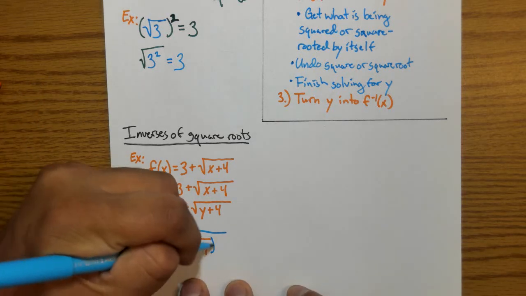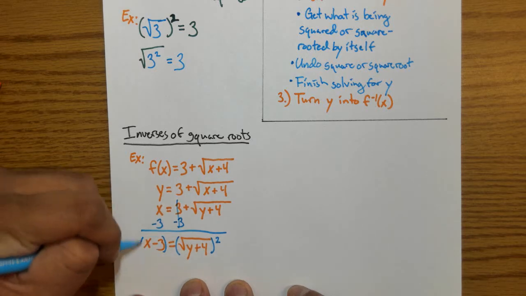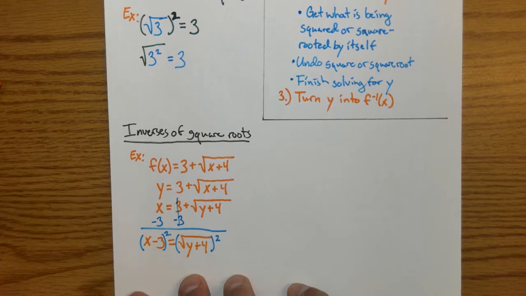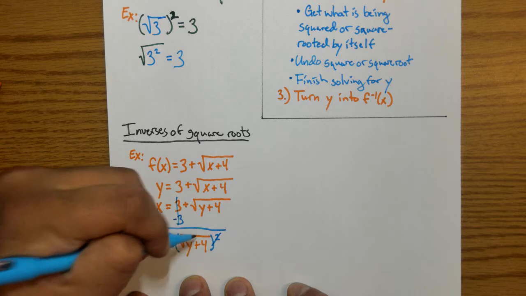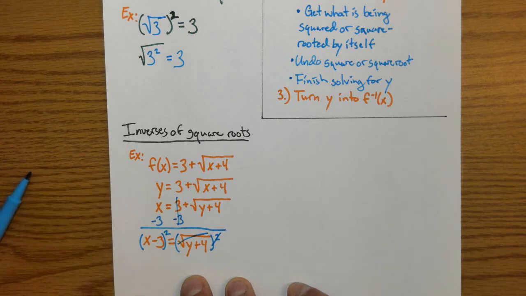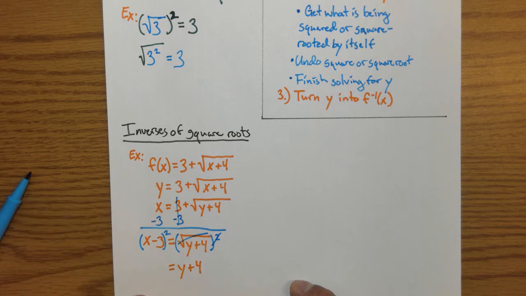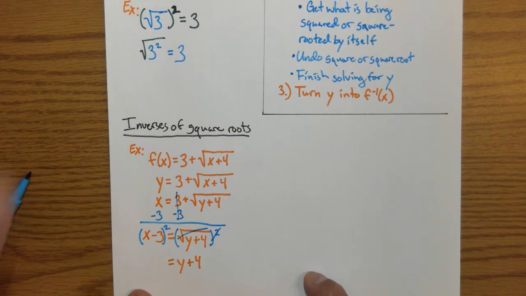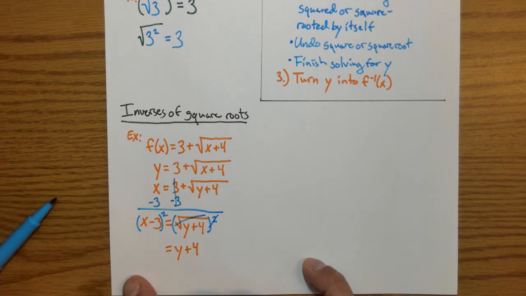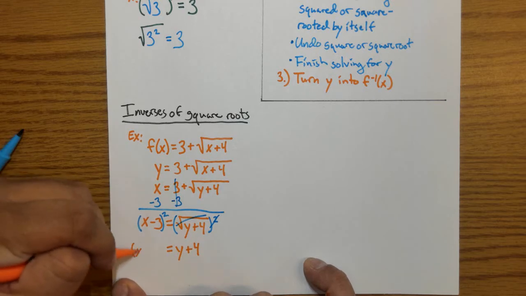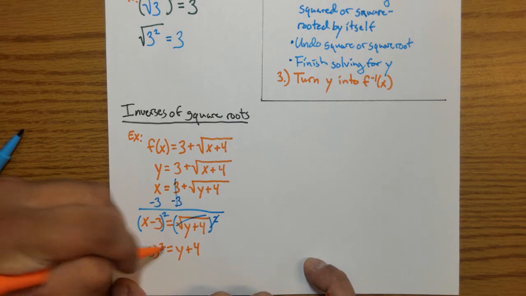So I'm going to square the right side. Remember, what we do to one side, we always have to do to the other side. And this square will undo the square root. So on the right side, all we have left is y plus 4. And on the left, I'm not worried about simplification at this point. You can just leave it as x minus 3 squared.